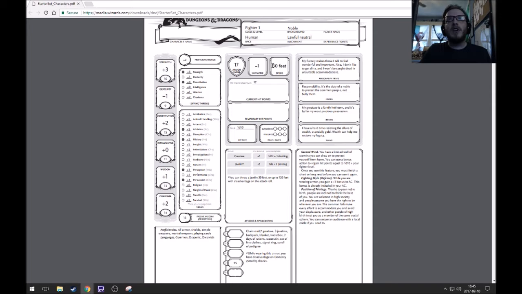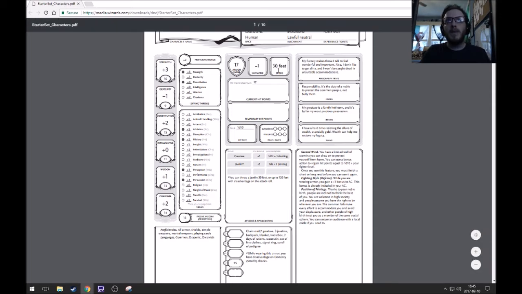This is determined by your race. So humans have a base speed of 30 feet. Since this character isn't wearing super heavy armor, they're just wearing chainmail, they don't lose any speed.